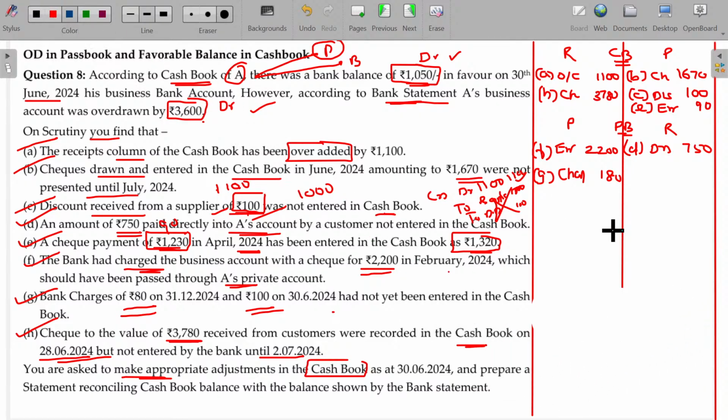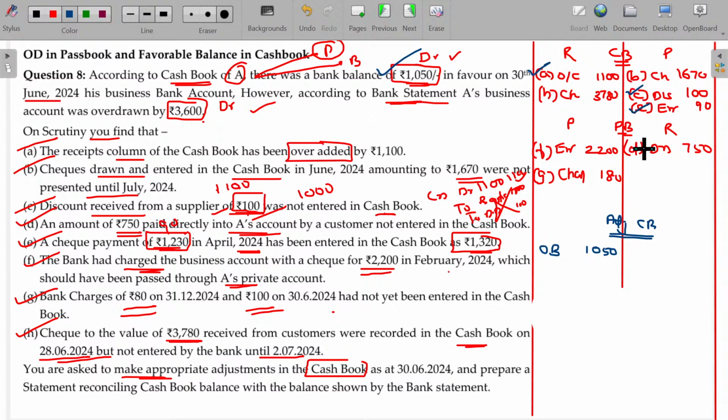Now what I have to do? I have to prepare the adjusted cash book. In the adjusted cash book, what is the opening value? 1,050 debit is the opening value. Opening balance, OB. Now, what are the things going to be adjusted here? Leaving the check related as well as the bank error, the rest of the things are going to be incorporated here itself. What are they? Overcasting, discount error, our side error.